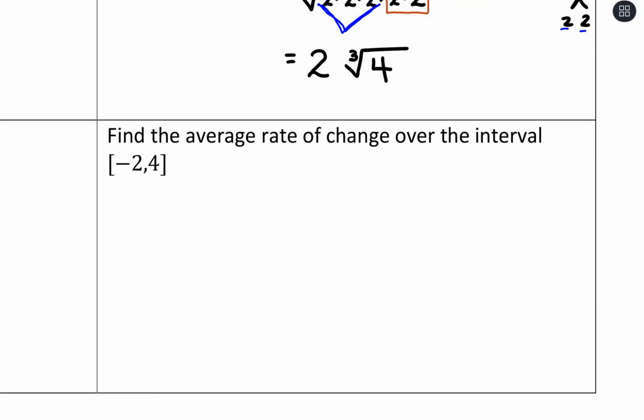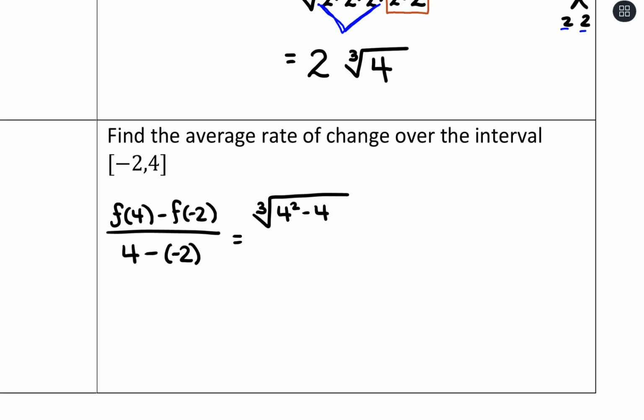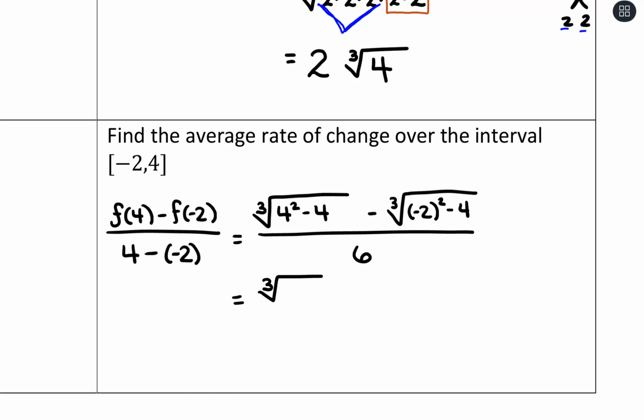Okay, last one here, finding the average rate of change. So we're going to take f of 4 minus f of -2 over 4 minus -2. So we're taking a cube root of 4 squared minus 4 minus the cube root of -2 squared minus 4, all over 4 plus 2, which is 6. Okay, so that's going to be a cube root of 16 minus 4, so cube root of 12, minus 4 minus 4 is 0, so that's just going to turn to 0 over 6.